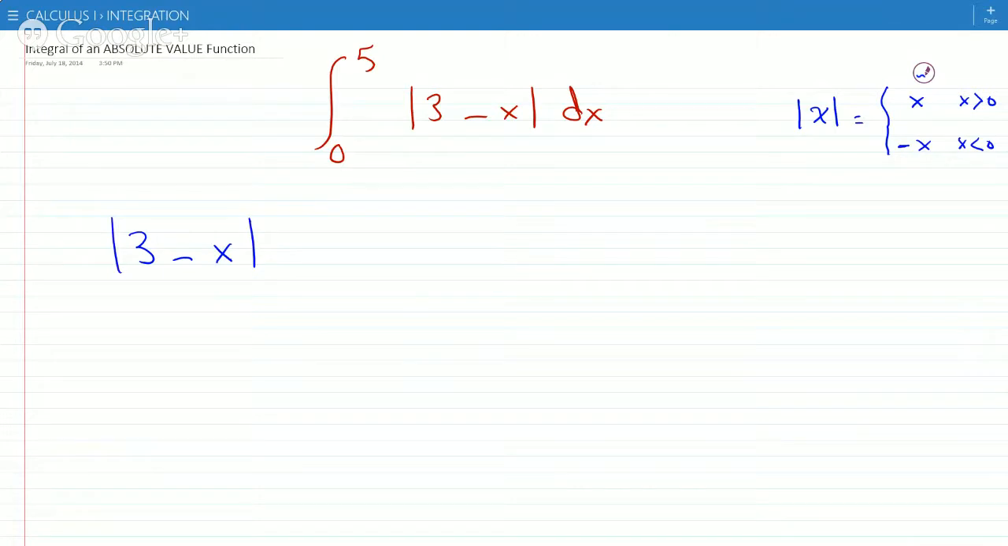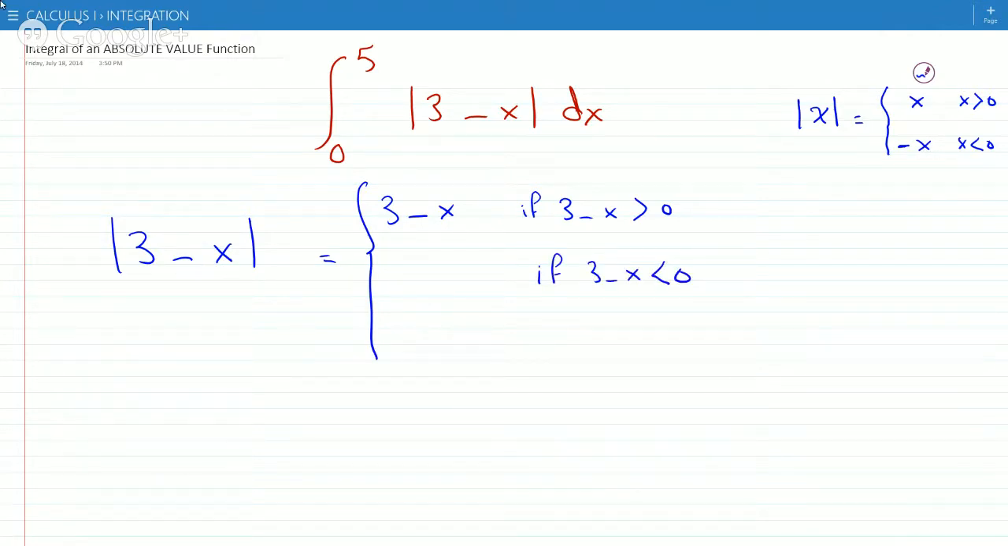So this will depend on whether 3 minus x is greater than 0. Then we can just remove the absolute value without doing anything else by saying this is equal to 3 minus x. But if what's inside the absolute value is less than 0, then you multiply what's inside by a minus sign. So it becomes minus of 3 minus x.